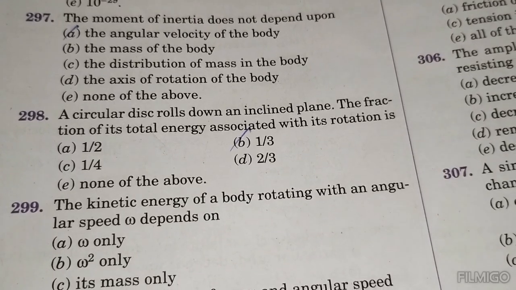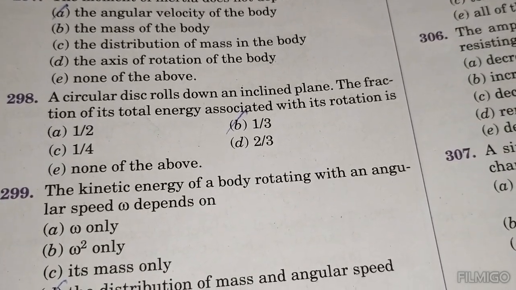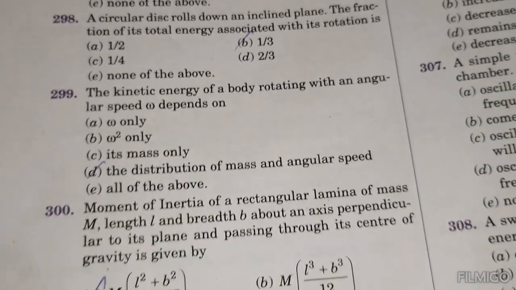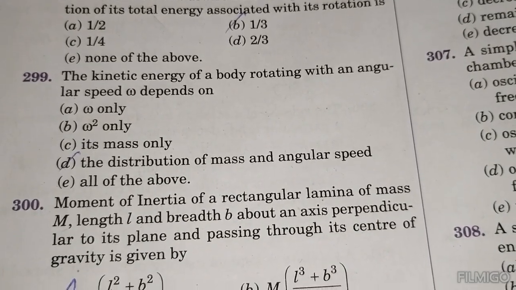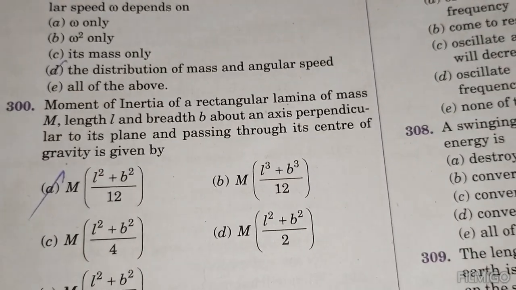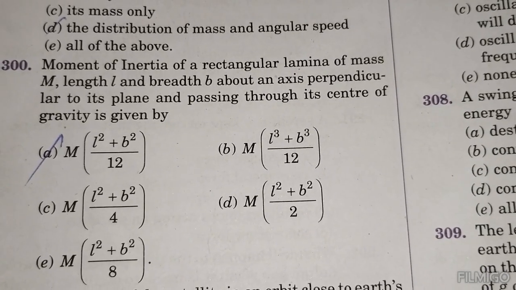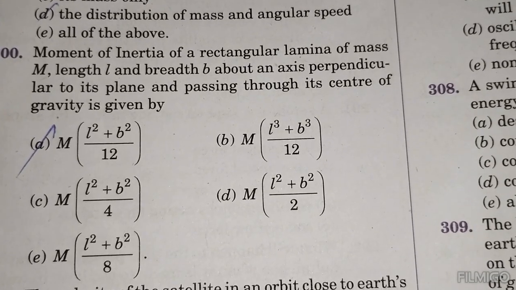A circular disc rolls down an inclined plane. The fraction of its total energy associated with its rotation is 1 by 2. The kinetic energy of a body rotating with an angular speed w depends upon the distribution of mass and angular speed. The moment of inertia of a rectangular lamina of length L and breadth b, perpendicular to the plane and passing through the center of gravity, is given by m times L square plus b square by 12.